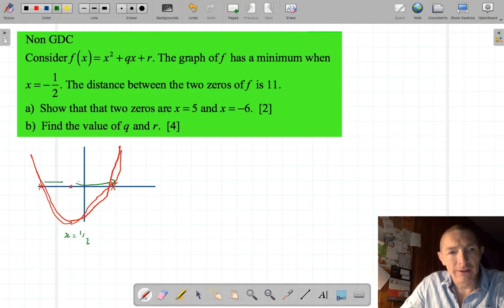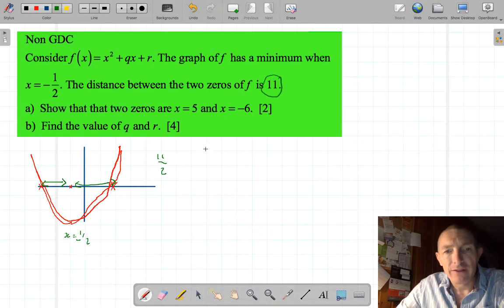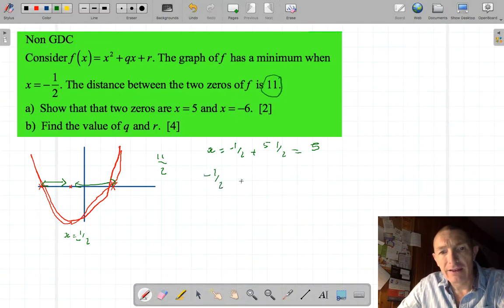Now, it may not look like it on my diagram. Like I said, it's not to scale, but those distances are the same. So if the distance between them is 11, then that distance is 11/2, or 5.5. So if this is x equals -1/2, I'm going to add on 5.5. So that's going to take me to 5. And then I also start with -1/2 and take away 5.5, and that gives me -6. So that's where the two zeros are.